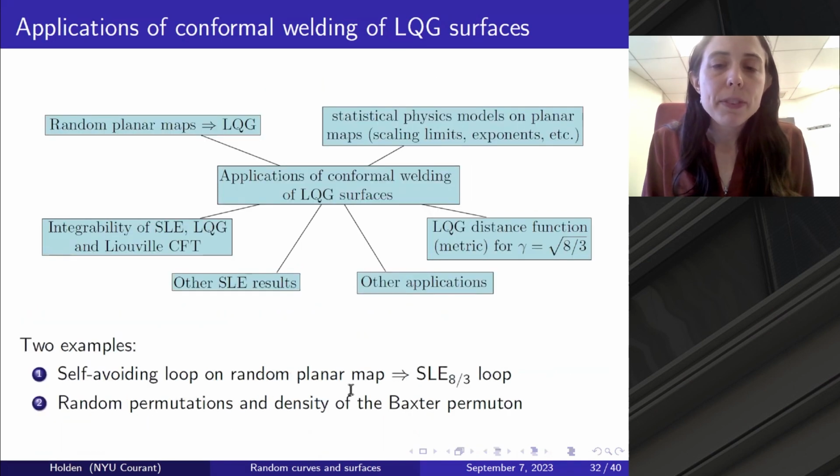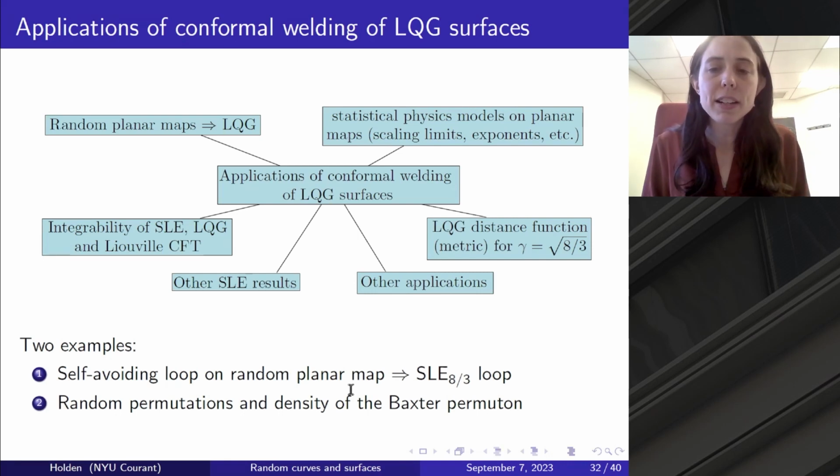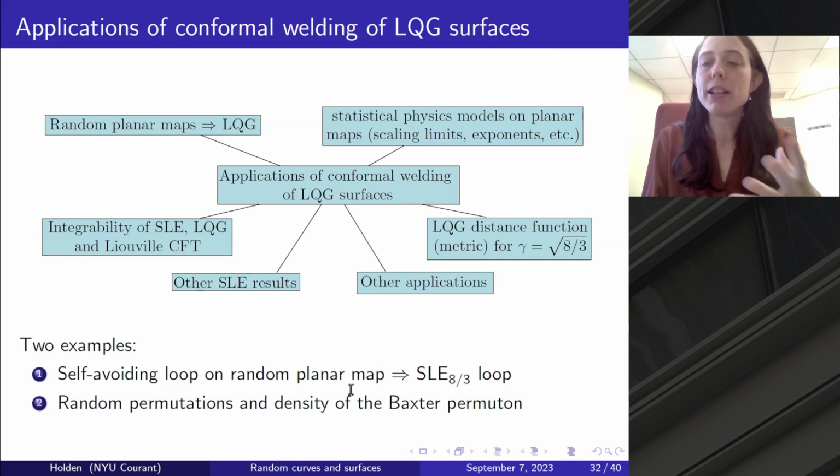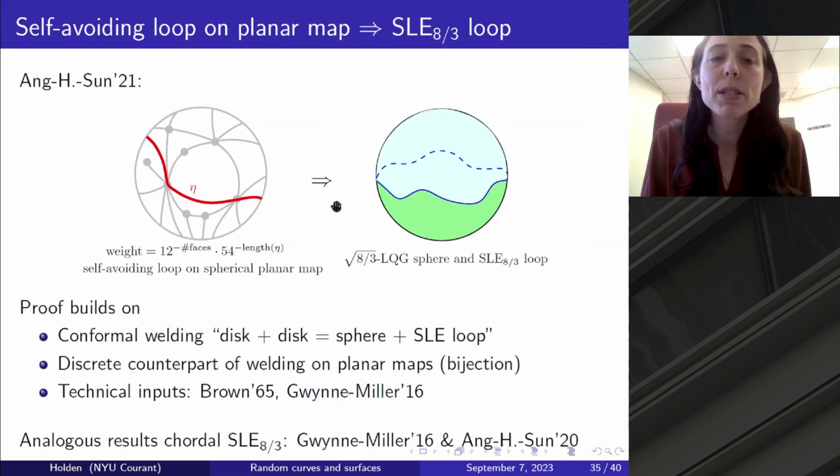I was thinking to also present two examples. I will not have the time to do that, so I will just mention very briefly, on a high level, what this is. The first application was to the study of the self-avoiding loop on planar maps. Remember that proving that self-avoiding walks converge to SLE 8/3 is a very difficult problem on lattices. But in the setting of planar maps, one is able to prove such a convergence result.